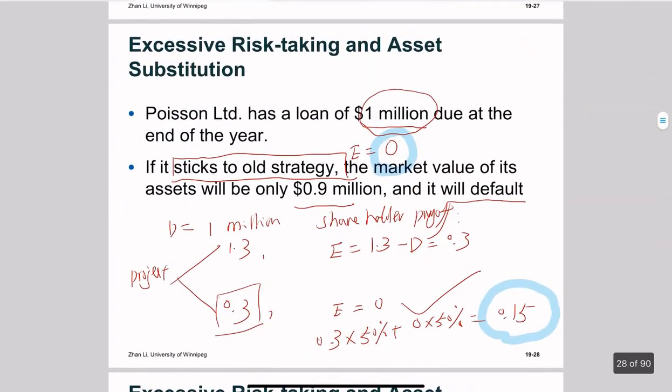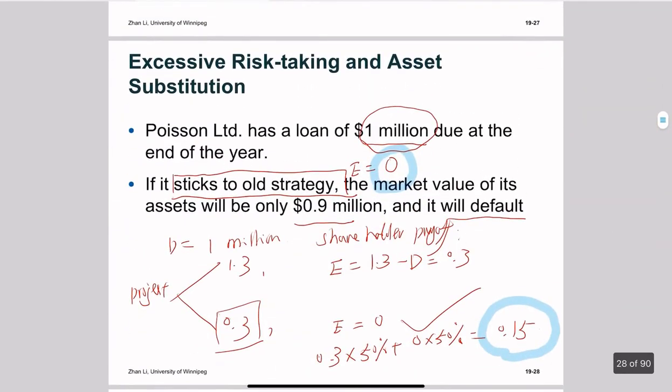Okay, first, let's figure out whether the firm will have a default problem. So you can see that the firm's market value at the end of the year is 0.9. And it only has a debt of $0.4 million. So the firm will not have any probability of default.